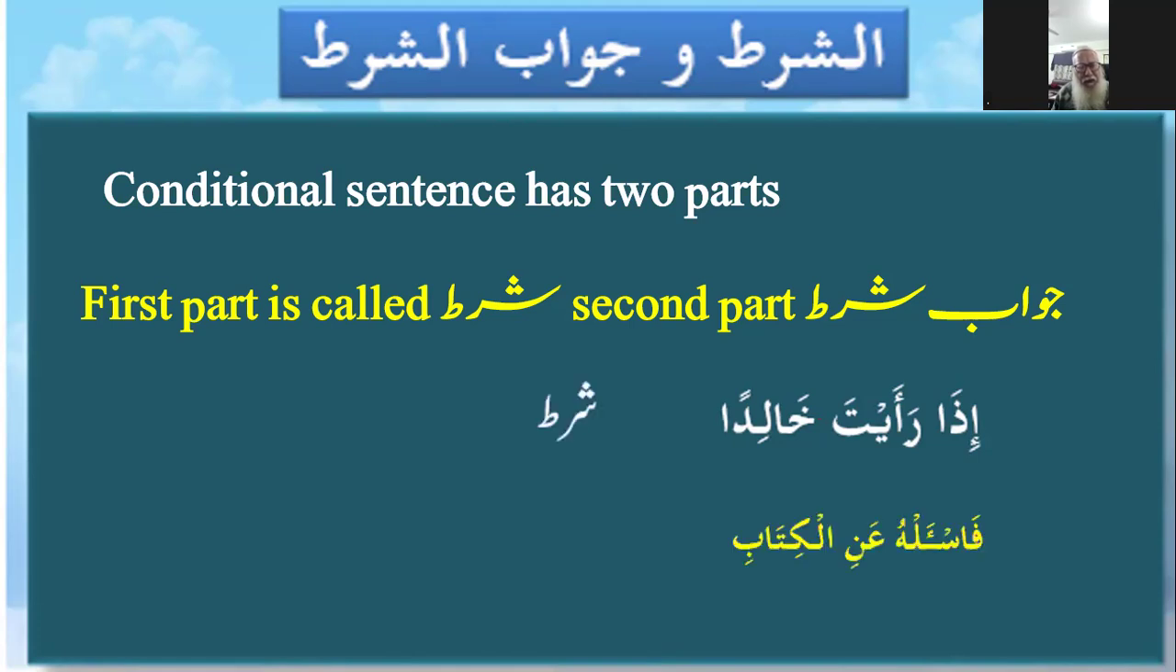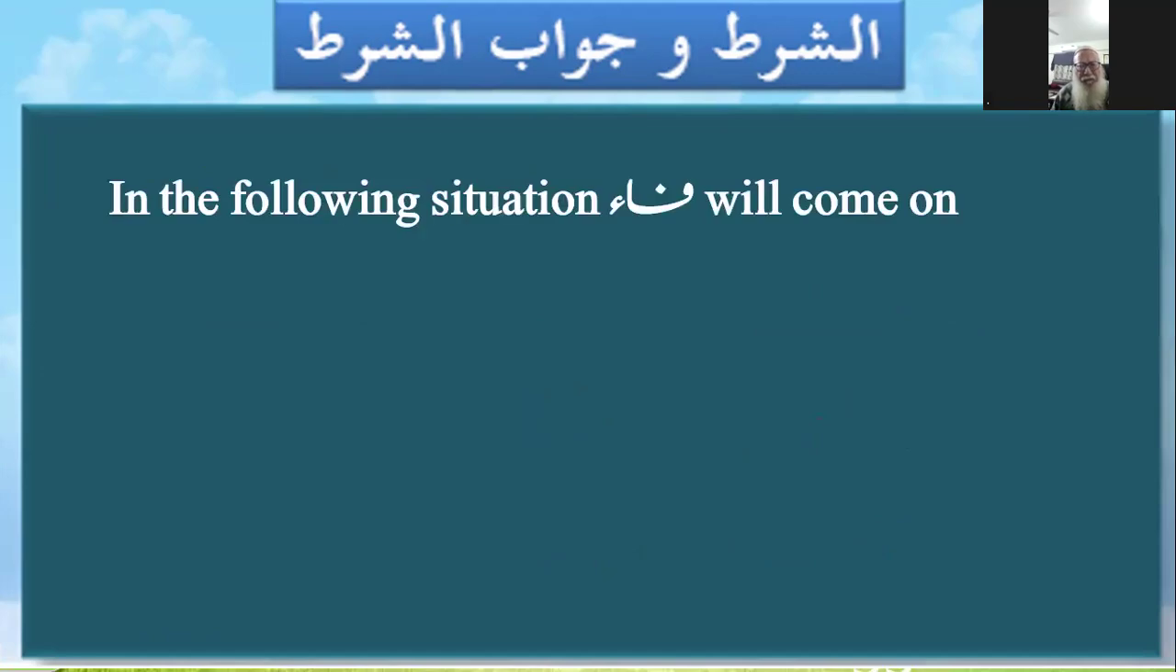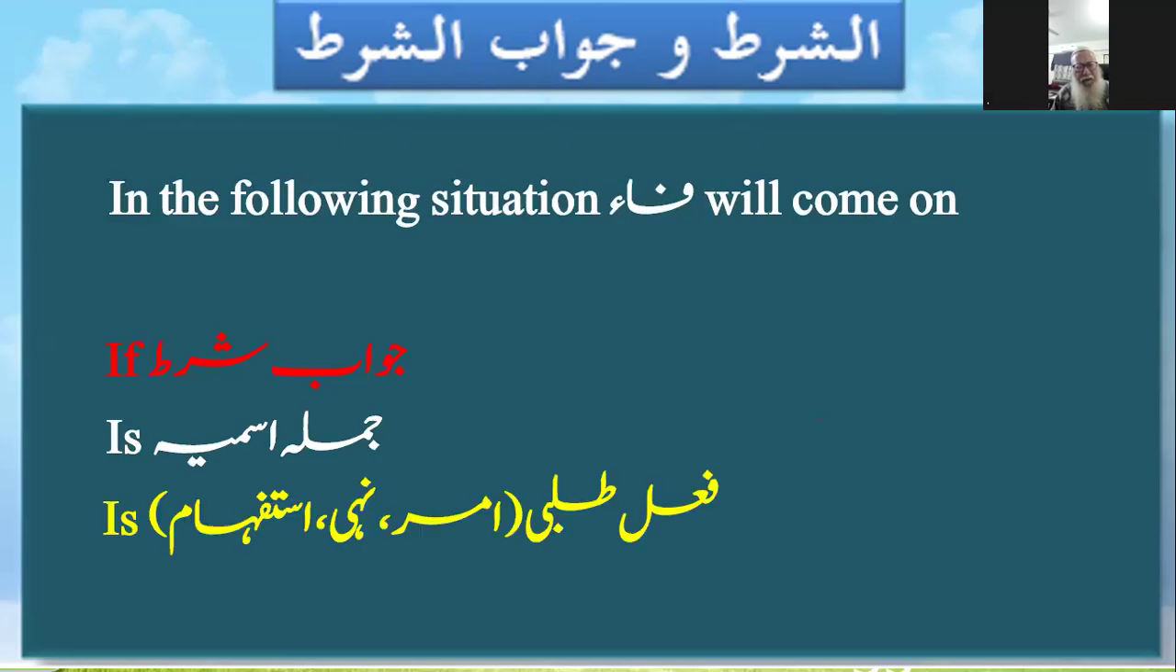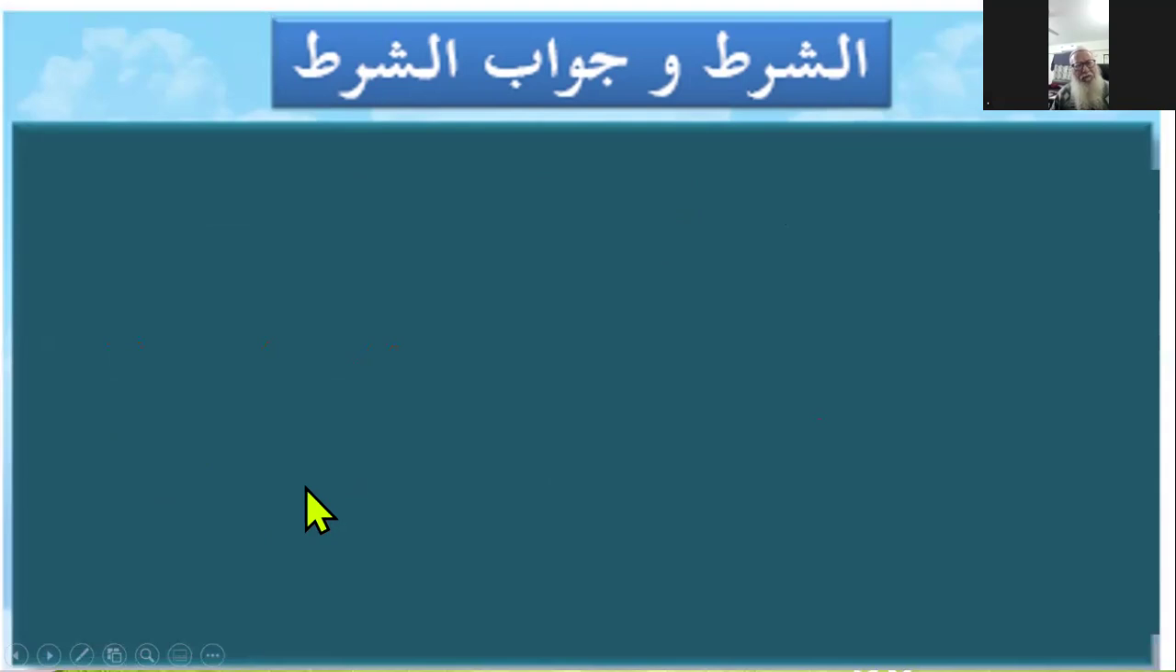The jawabi shart is fas'aluhu anil kitab, so you ask him about the book. This is jawabi shart. Now why is the fa coming? In jawabi shart, fa comes under certain conditions: when the jawabi shart is istifhamiya, when it is amriya, fi'l amr, when it is nahiya, when it is a nafi, negation, when it is tamanna, or when it has some extra things, then we use fa. In the following situation, fa will come. If the jawab shart has a jumla ismiya, or it is a fi'l talabi, meaning fi'l amr, fi'l nahy, fi'l istifham, then the fa comes in the jawab shart.